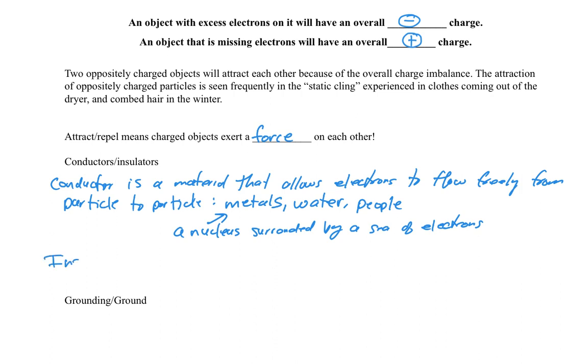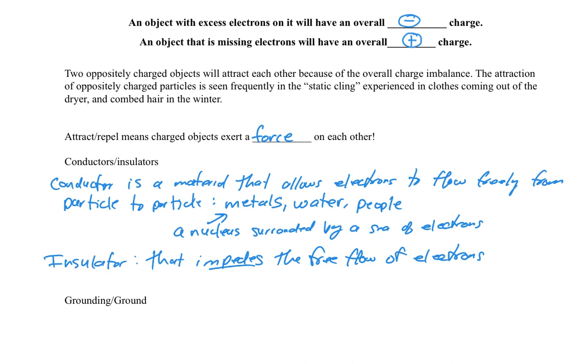An insulator, you can imagine, is pretty much just the opposite. An insulator is a material that impedes the free flow of electrons. Now notice I didn't say prohibits, because it doesn't prohibit. But it impedes the free flow of electrons from atom to atom, or particle to particle, or molecule to molecule. This is because each electron is firmly attached to the nucleus.